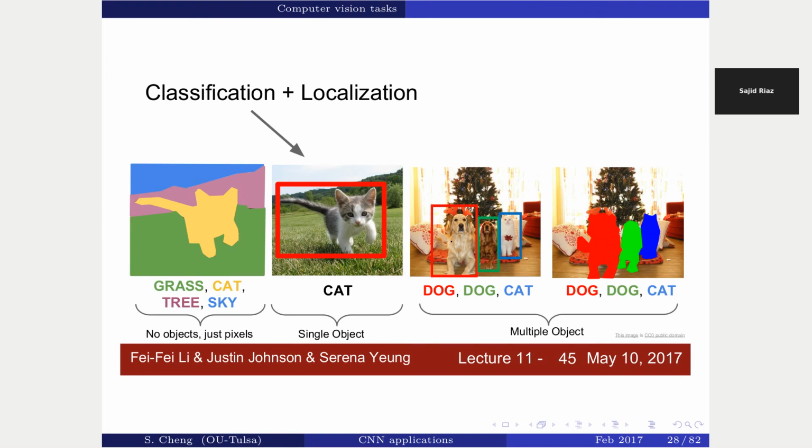Let's look at classification, but also with localization. If I only have one object here, what should I do? What do you suggest? I know how to do classification. So how do I also include localization?